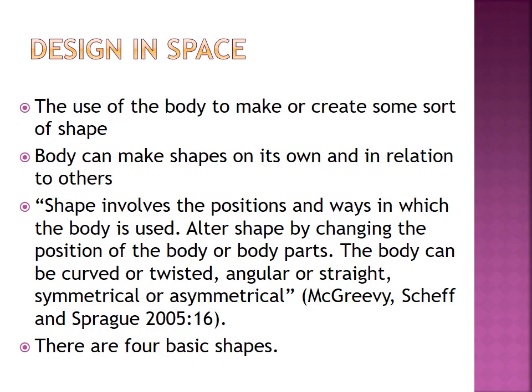Finally, we speak about design and space. This is when we use the body to create some sort of shape. And bodies, of course, can make the shape on their own or in relation to other people's shapes. So shape involves the positions and ways in which the body is used. Alter shape by changing the position of the body or body parts. The body can be curved or twisted, angular or straight, symmetrical or asymmetrical. And we have four basic shapes that we're going to talk about.